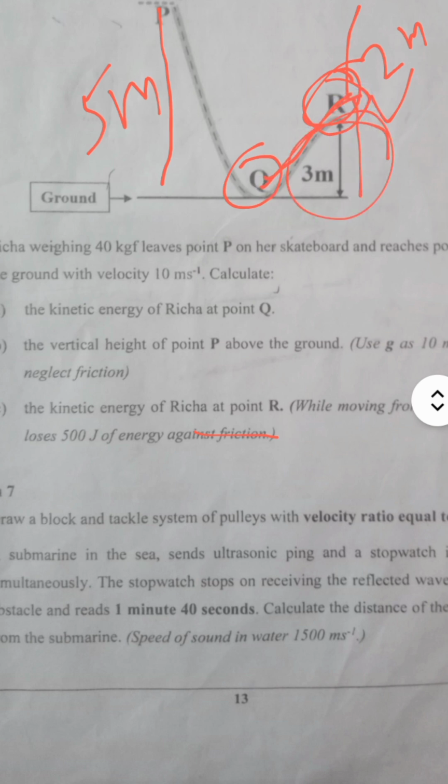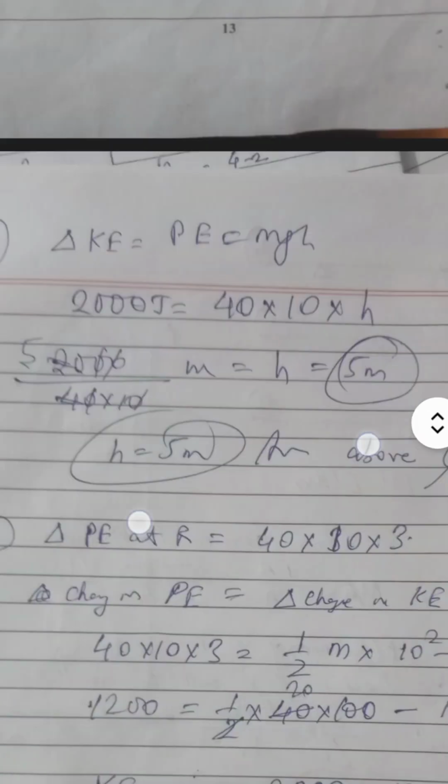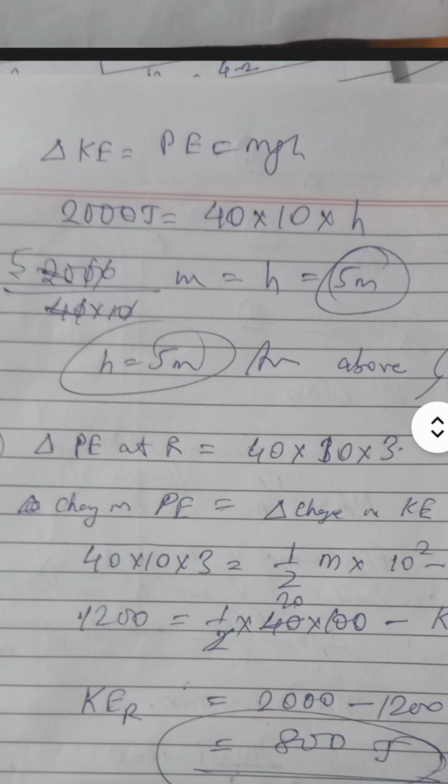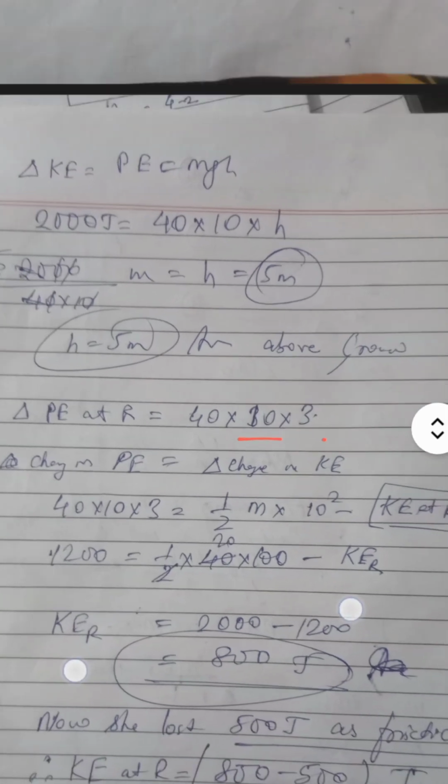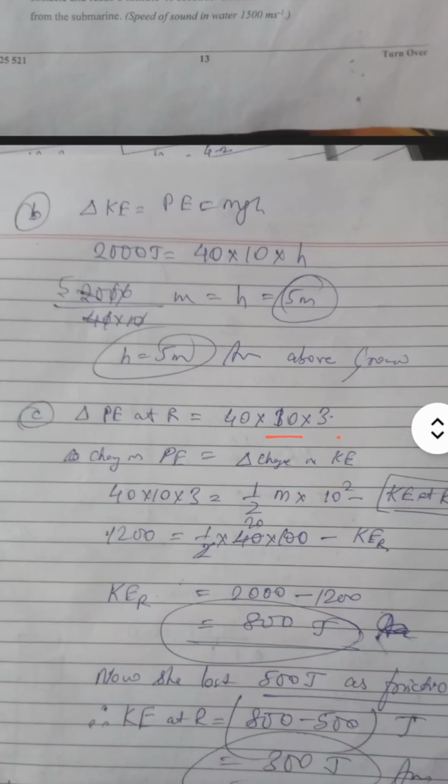So we find the potential energy mgh using 3 meter, and therefore what we get, potential energy at R we got mgh 3 meter, and this potential energy came out to be the kinetic energy 800 joule.